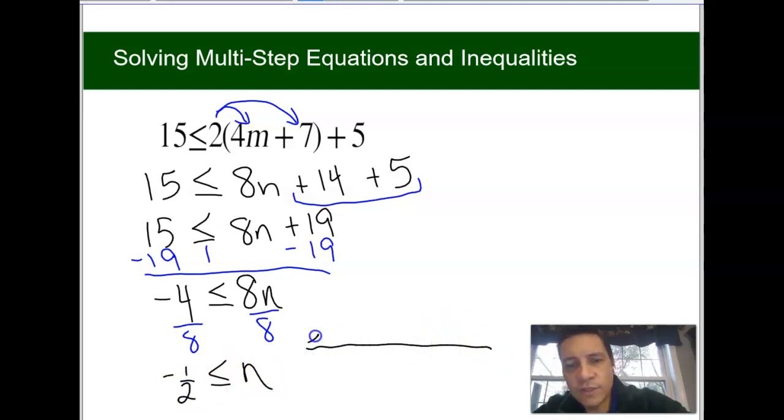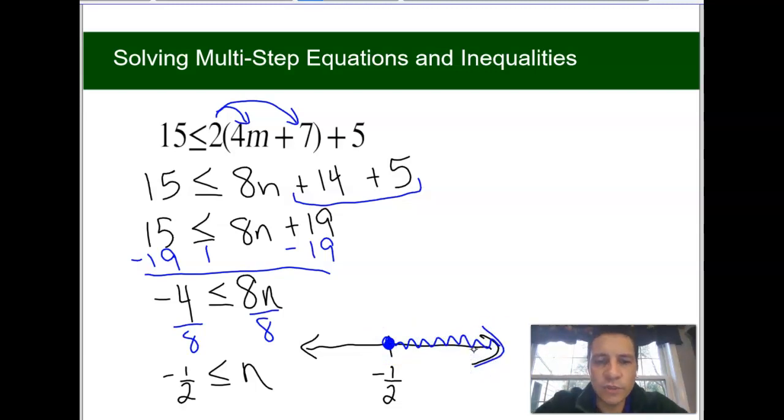Now I have to graph this. I'm going to mark my boundary, negative 1/2. Negative 1/2 is less than or equal to n. Fill in the circle. Negative 1/2 is less than what numbers? Well, negative 1/2 is less than numbers like 0 and 10 and all the numbers that are over here.